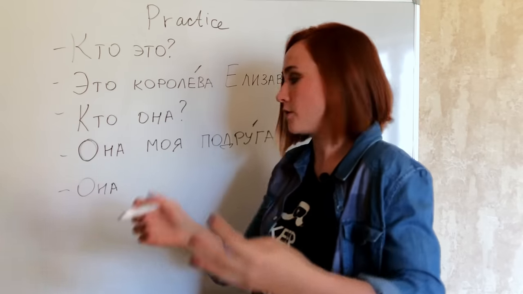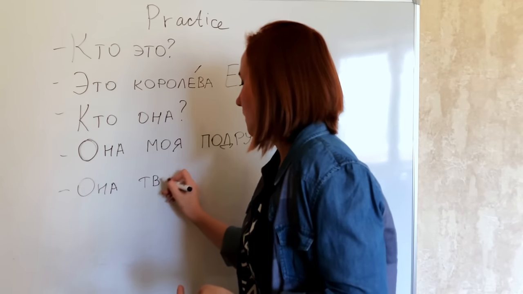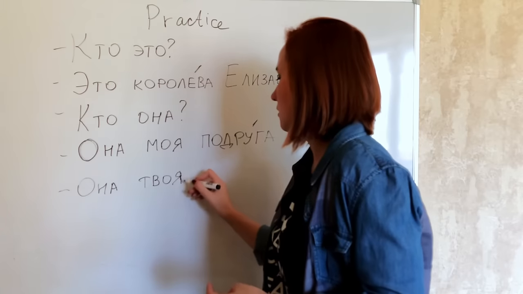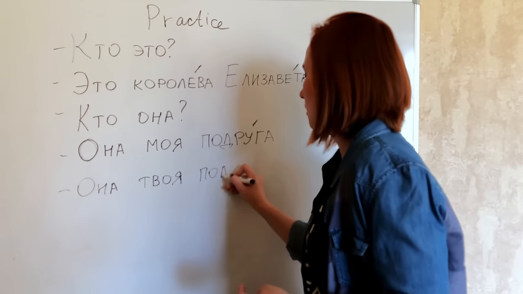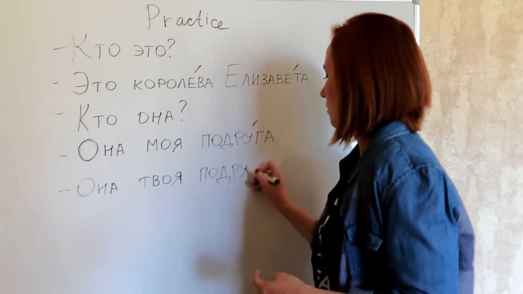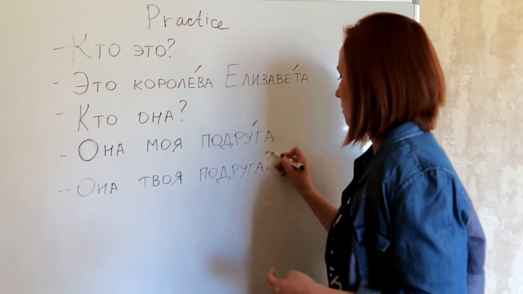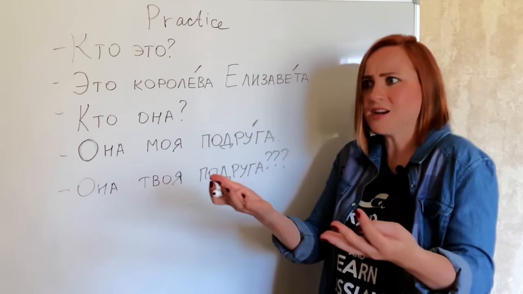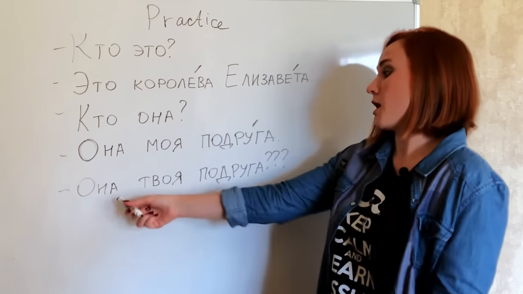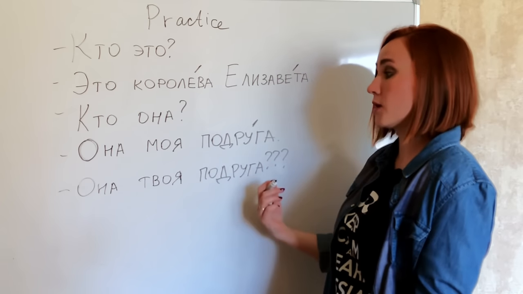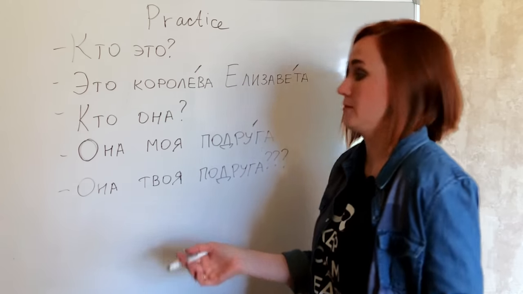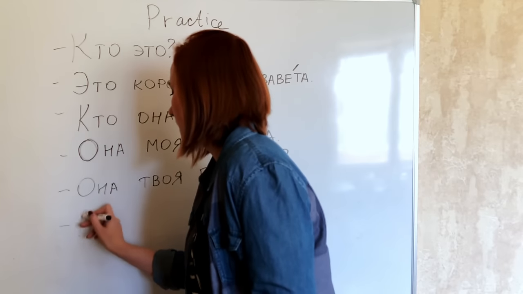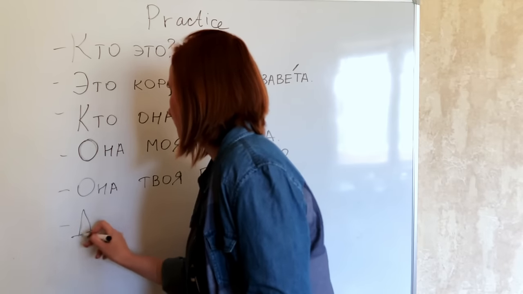Она твоя, your. Она твоя подруга. Подруга. Is she your friend? Она твоя подруга? And you say, yep, да.